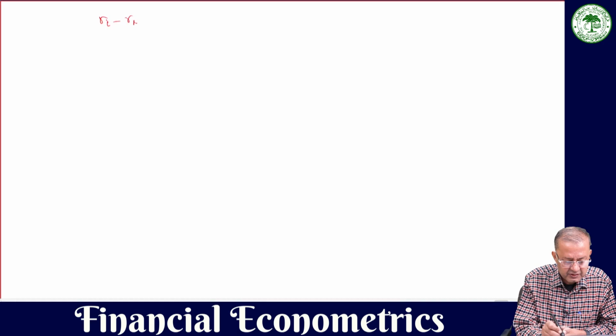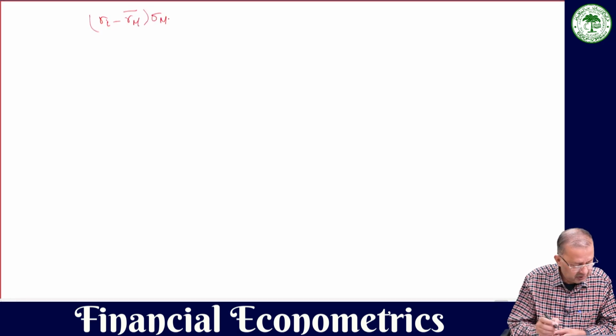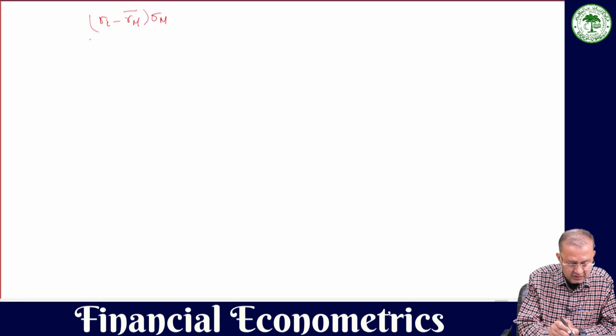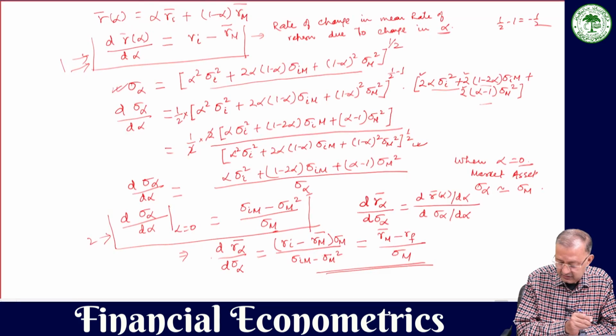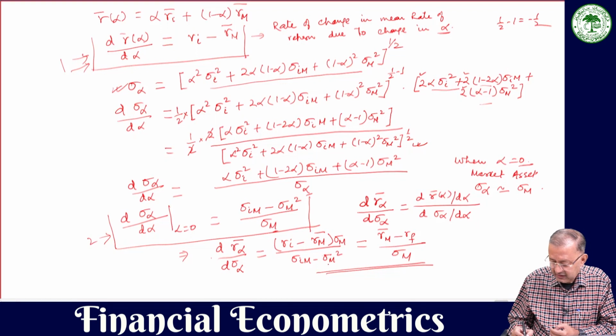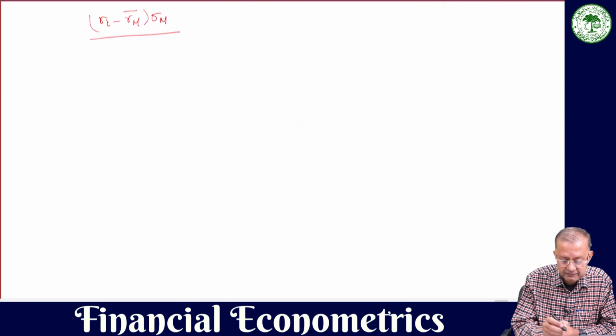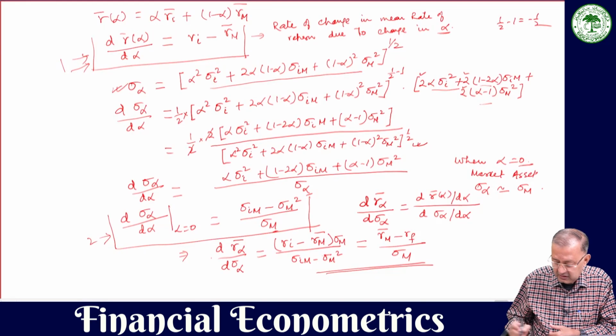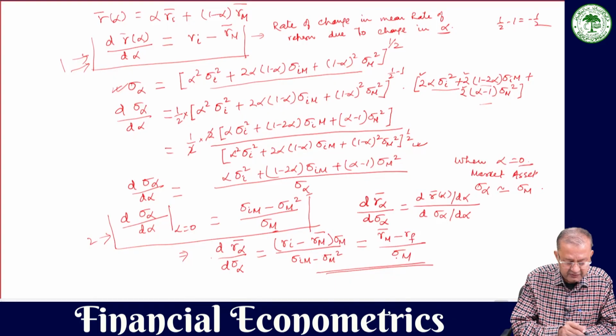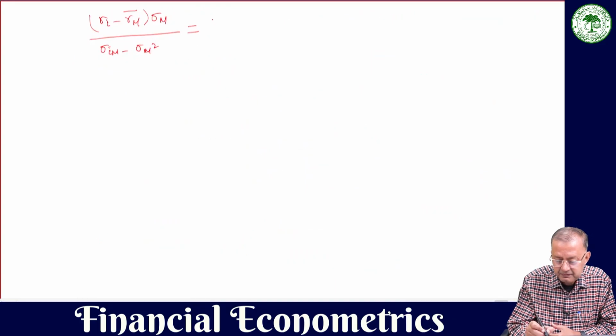Ri bar minus Rm bar into sigma m, divided by sigma im minus sigma m square, this is equal to Rm bar minus Rf upon sigma m.